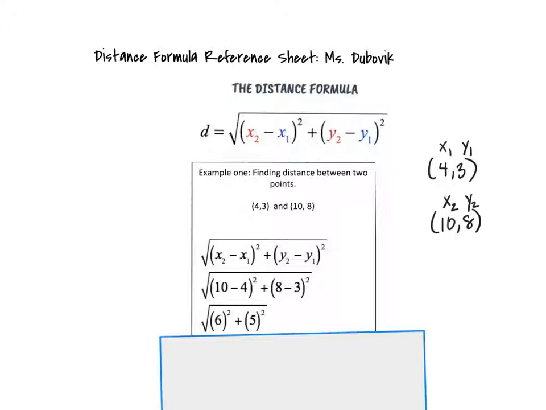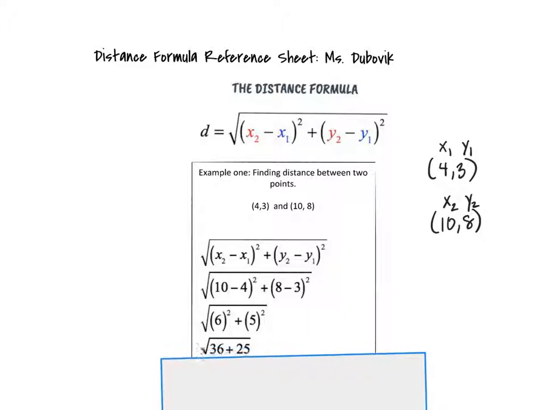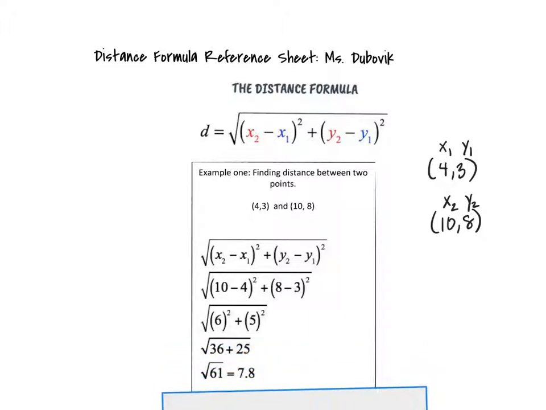So for this particular case, you do 10 minus 4, you get 6, you square that, and then 8 minus 3 is 5, you square that particular piece, and then in the end, what you'll end up getting is 36 plus 25, and that equals 61, and you take the square root of that on the calculator.